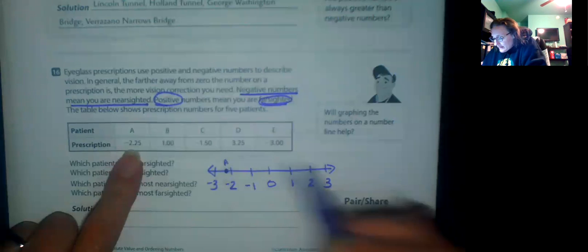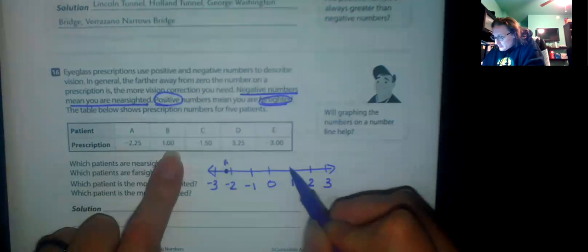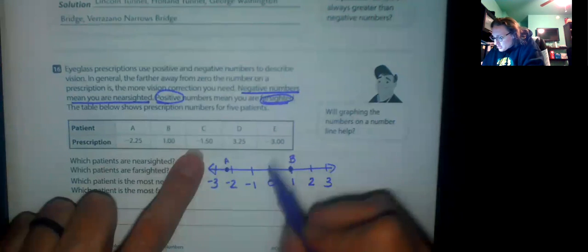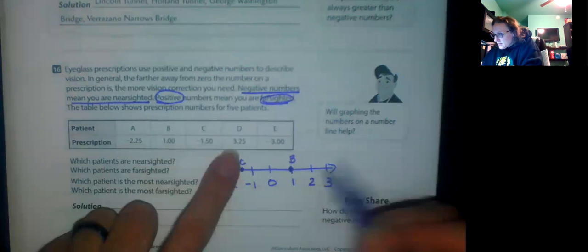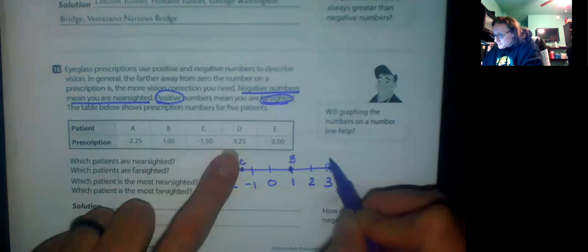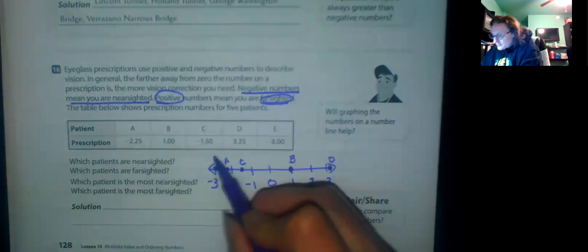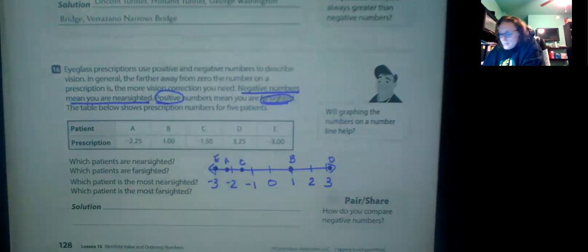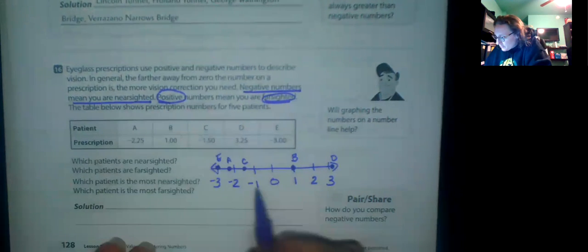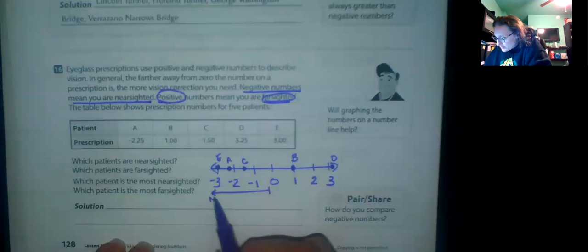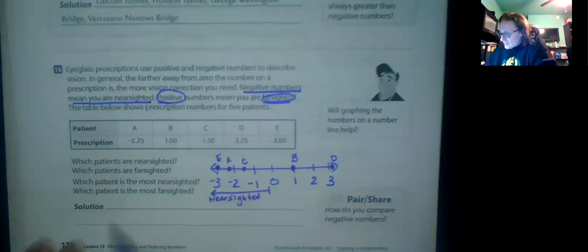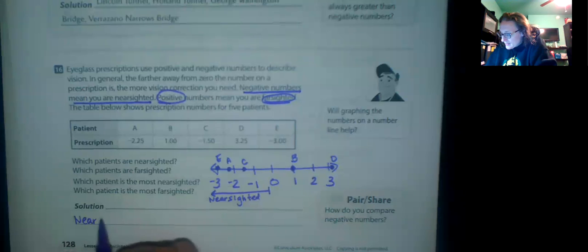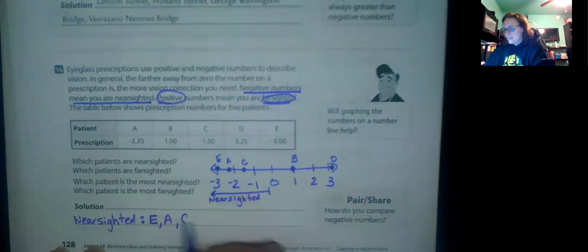So this is patient A, patient B, patient C, patient D, and patient E. Okay? And then we say, okay, the negative numbers are nearsighted. So these people over here are nearsighted. Okay, so if we wrote that, nearsighted are E, A, and C.